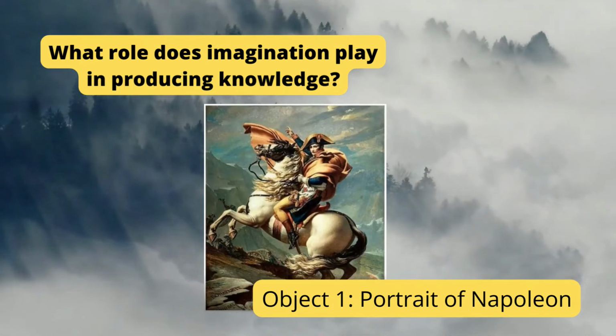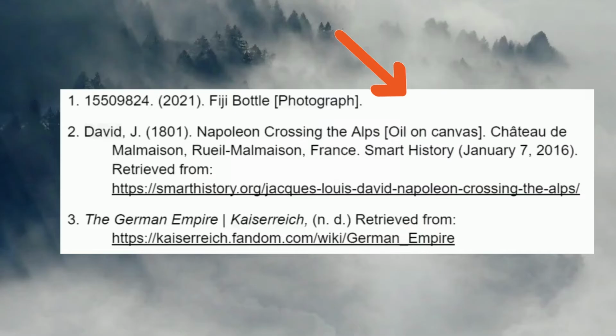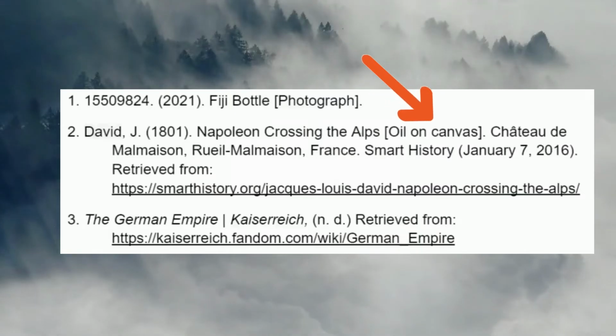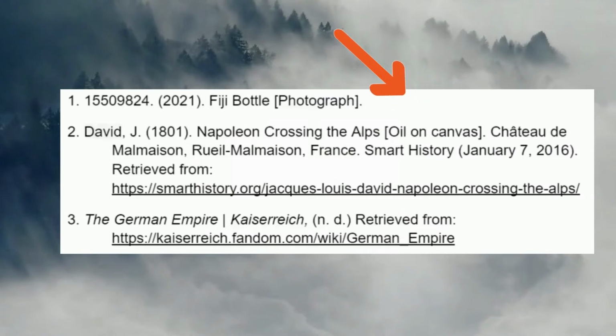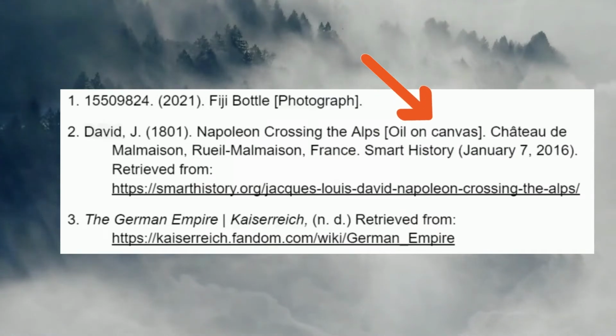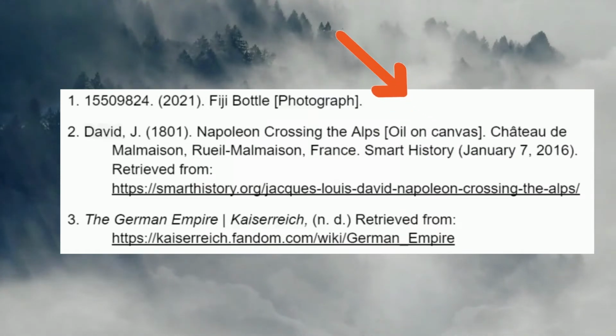So in my reference section, I wrote oil on canvas, which specifies which exact portrait it was of the 7. So little considerations like that are really important for referencing.